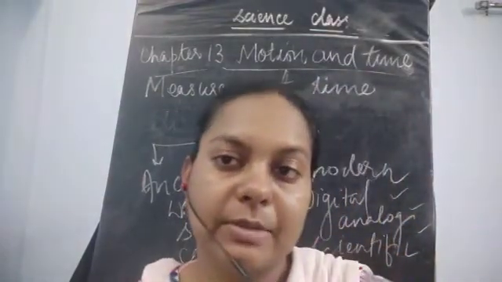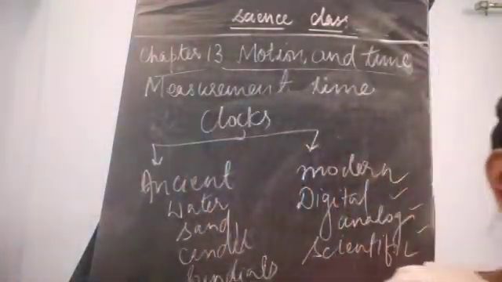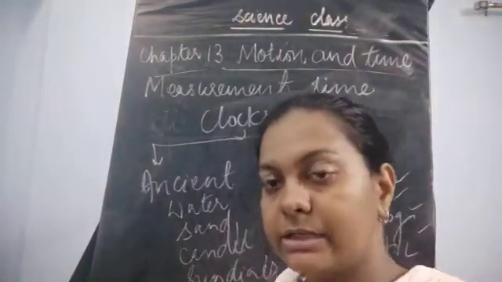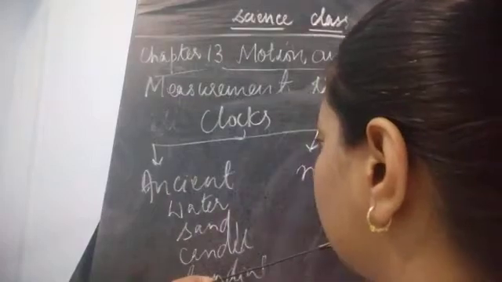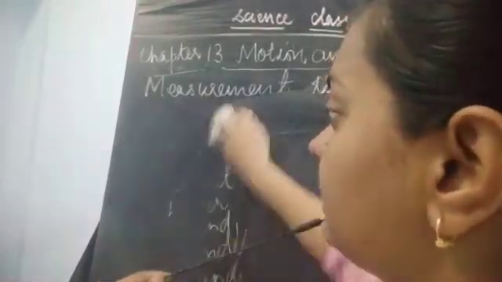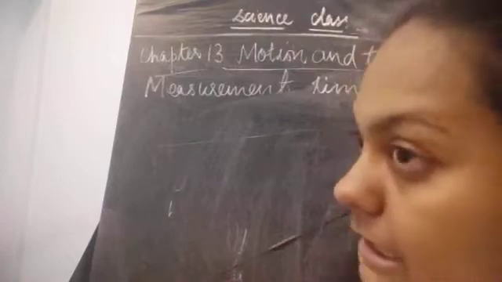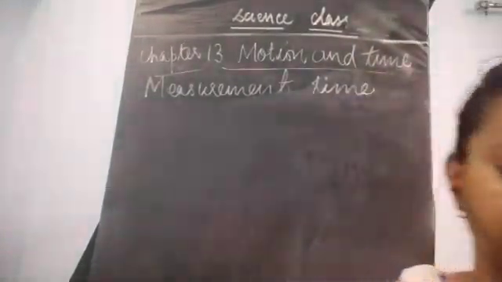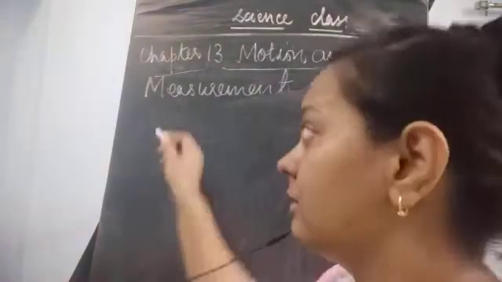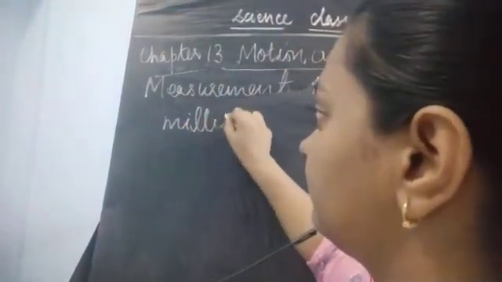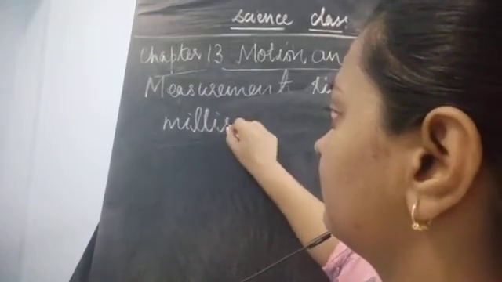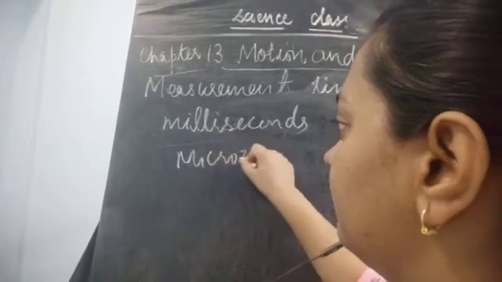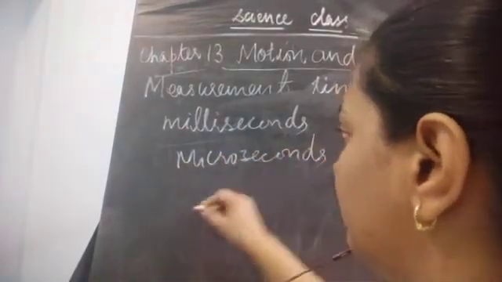So this accurate time means the time could be measured in seconds, minutes, and hours. After seconds, it could be measured in the form of milliseconds, microseconds, and nanoseconds.